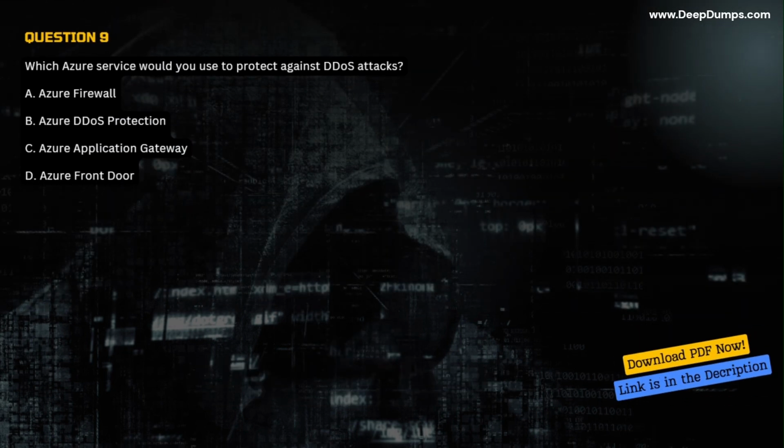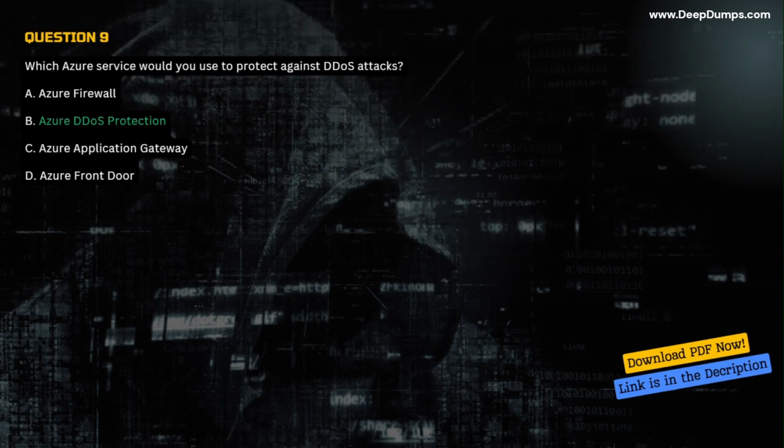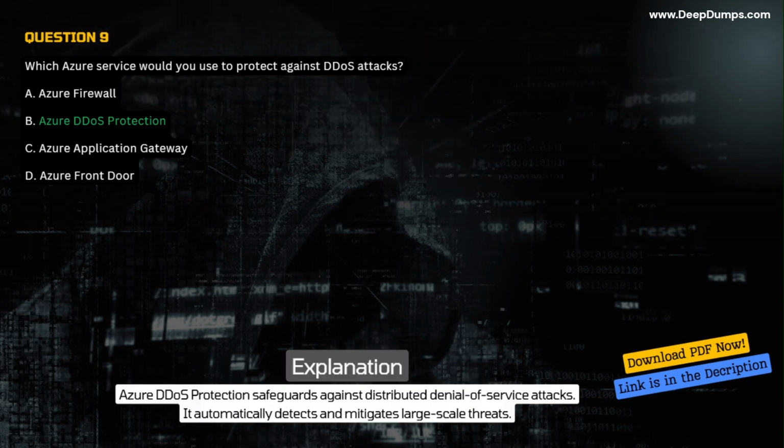Question 9. Which Azure service would you use to protect against DDoS attacks? A. Azure Firewall. B. Azure DDoS Protection. C. Azure Application Gateway. D. Azure Front Door. Correct answer B. Azure DDoS Protection. Explanation. Azure DDoS Protection safeguards against distributed denial-of-service attacks. It automatically detects and mitigates large-scale threats.